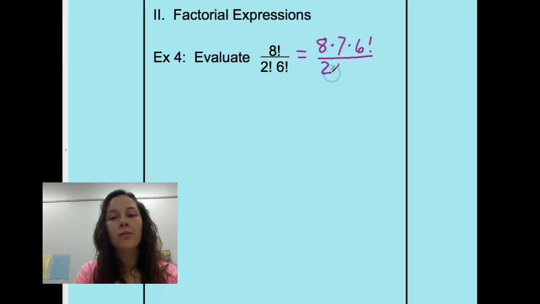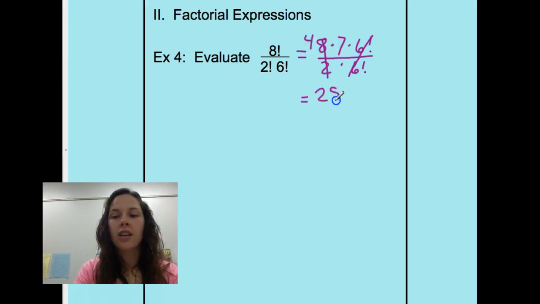2 factorial is 2 times 1. Of course, multiplying by 1 doesn't change anything, so I don't ever write that part down. So as you can see, we can cancel our 6 factorials. 8 divided by 2 is 4, and 4 times 7 is 28.